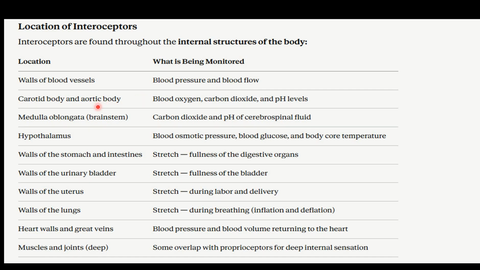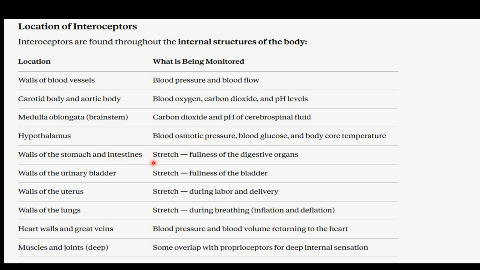We have the carotid and aortic bodies, which monitor blood oxygen, carbon dioxide and pH level. Then we have the medulla oblongata in the brainstem, which mainly monitors the carbon dioxide and pH of cerebrospinal fluid. Then we have the hypothalamus, which mainly monitors blood osmotic pressure, blood glucose and blood core temperature.